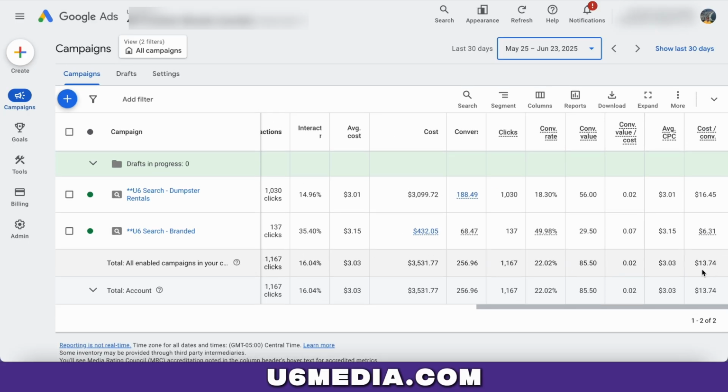Combined average of $13.74 cost per lead. So you can see here, guys, this dumpster rental general campaign, cost per lead is $16.45, and our branded campaign, cost per lead is $6.31, bringing our average down to $13.74. So overall, awesome results for this dumpster rental business.